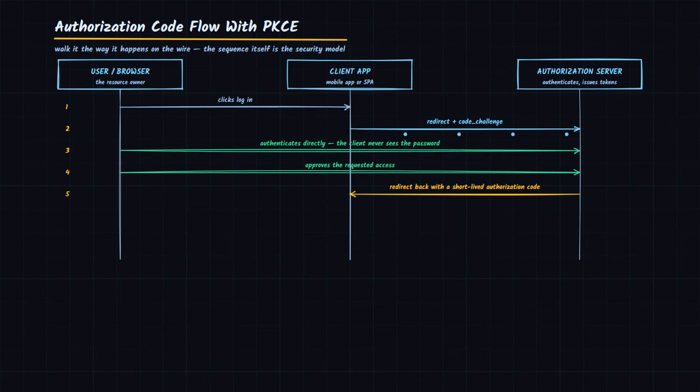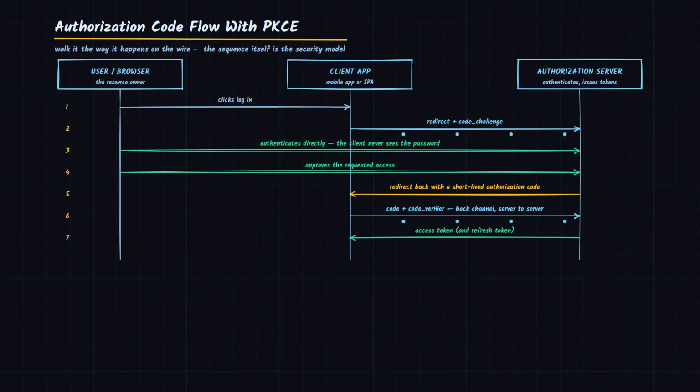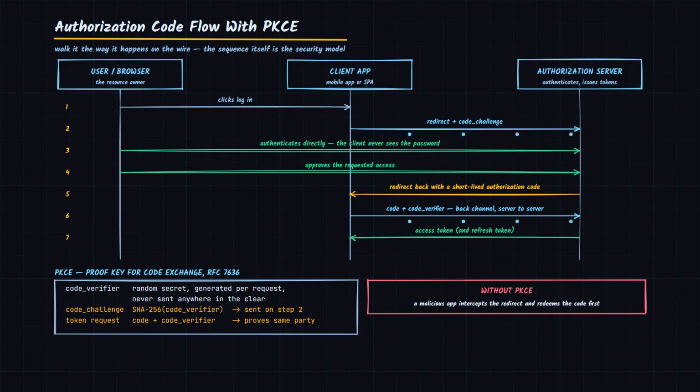eventually be extracted. Without PKCE, a malicious app on the same device that intercepts the redirect containing the authorization code could redeem that code itself before the legitimate app gets to it, and walk away with a valid access token for someone else's session. With PKCE, that intercepted code is worthless on its own because redeeming it requires the original secret, the code verifier, that only the legitimate client ever generated, and that secret never once crossed the network in a form an interceptor could reuse.